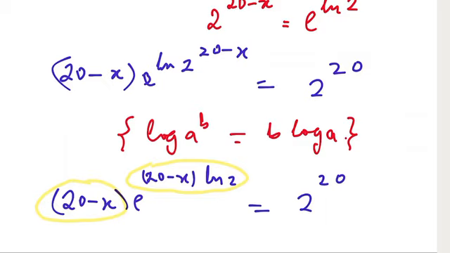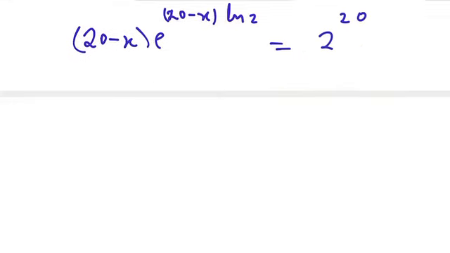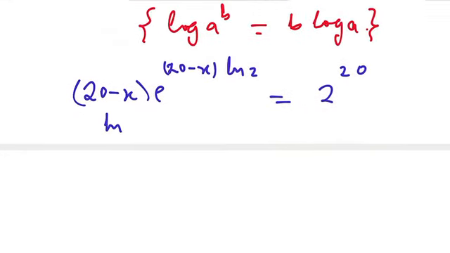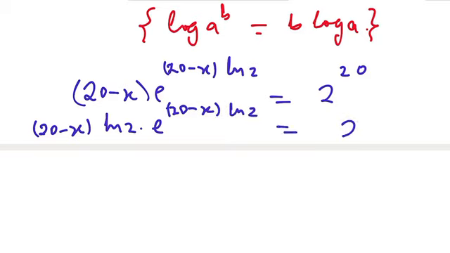So what we need to do to both sides of the equation is to multiply both sides by ln of 2. Okay, so we're going to have ln of 2 multiplying 20 minus x, then e to the power of 20 minus x, so 20 minus x ln of 2 e to the power of 20 minus x ln of 2, then equals ln of 2 multiplied by 2 to the power of 20.